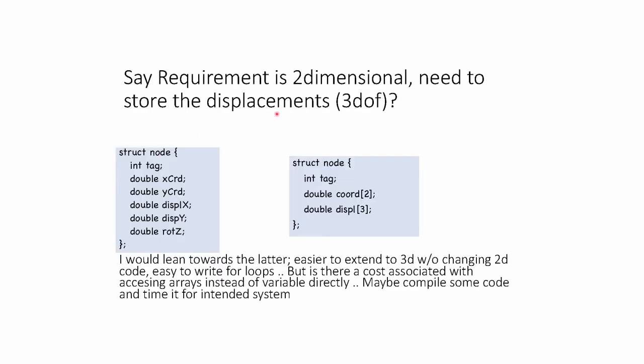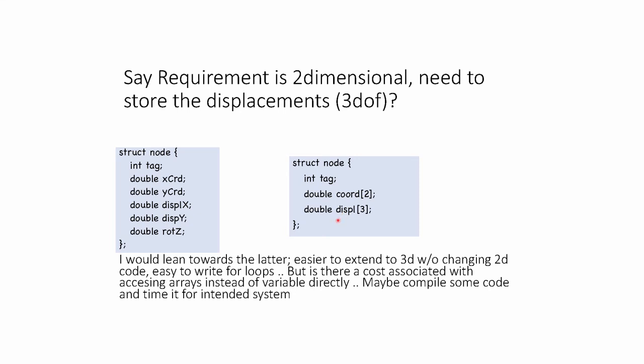So let's assume that we've decided that we've got a two-dimensional problem and we're going to store 3 displacements. So how would we do it? We could do it this way here. Define our structure node. We've got x coordinate and y coordinate, and then the 3 displacements. Alternatively, we could store it like this. We could have an integer tag and then store our coordinates and displacements inside an array, a fixed length array.